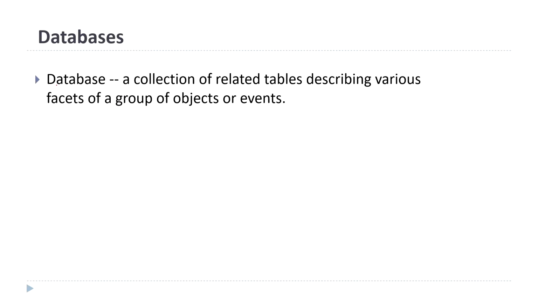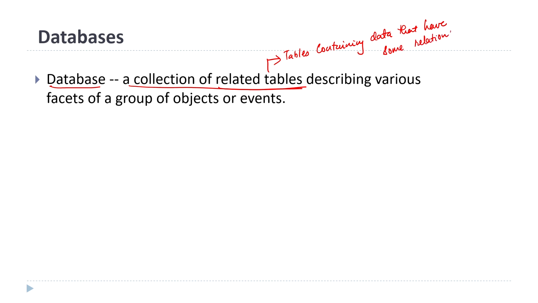The definition is that a database is simply a collection of related tables. The critical words are related tables. These are tables containing data that have some relation, or you can identify some relation as part of this. And what do these related tables do? They describe various facets of a group of objects or events. So, they describe various aspects of it.